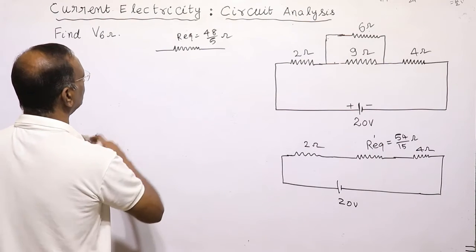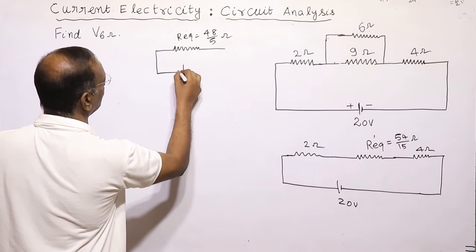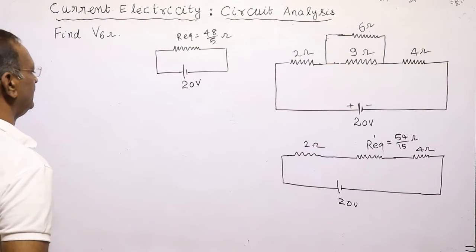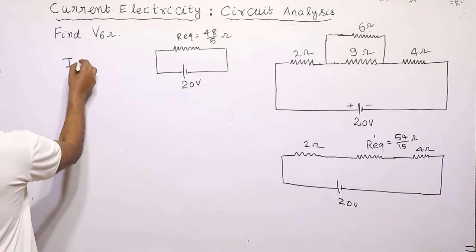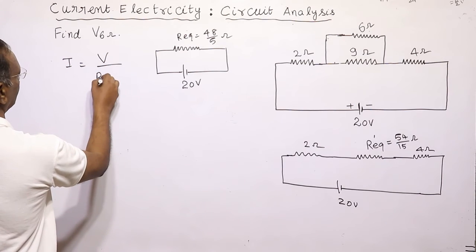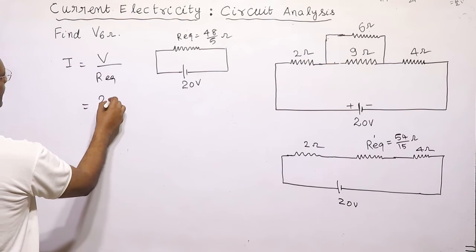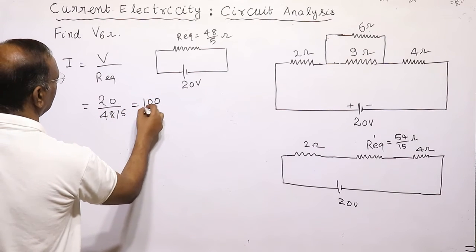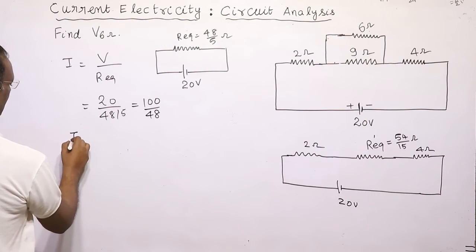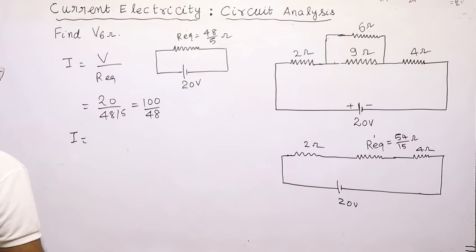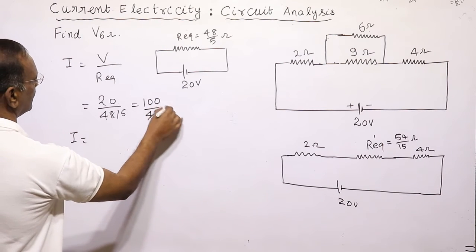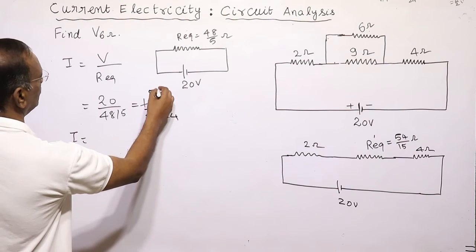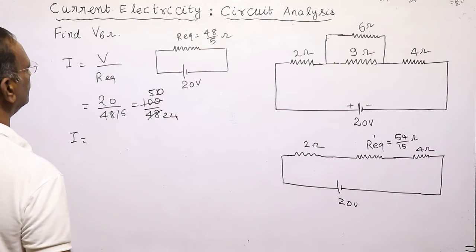Now the circuit is simplified, and 20 volt is applied across this. So we can find out the current. What is current? Current is equal to applied voltage by R equivalent, which is 20 divided by 48 by 5, equal to 100 divided by 48. So what is the value of I? If you divide by 2, 100 by 48 is equal to 50 by 24.